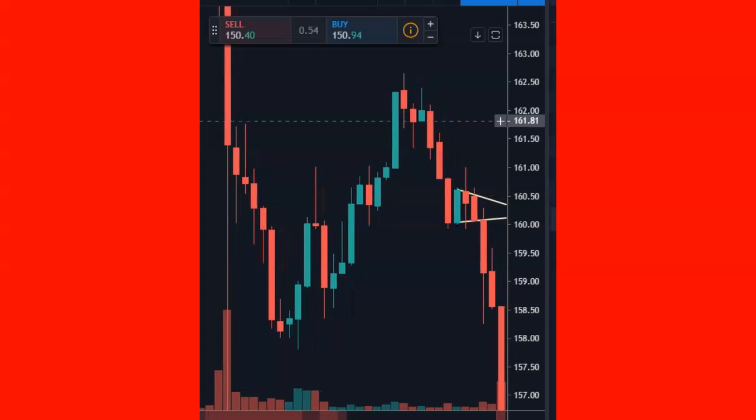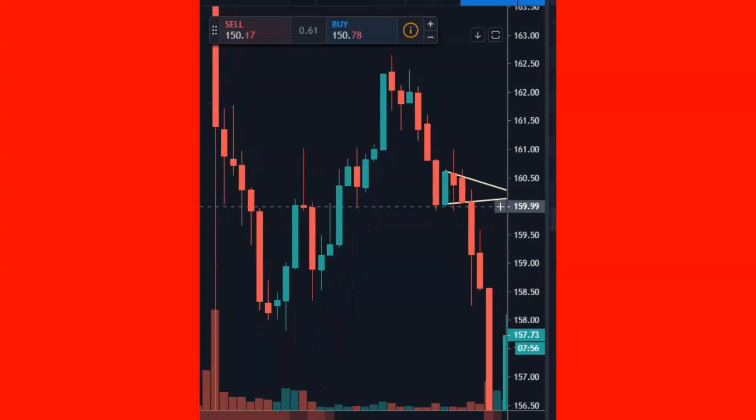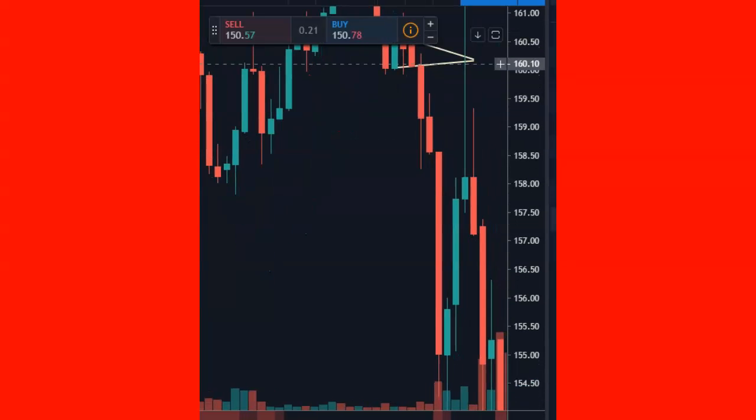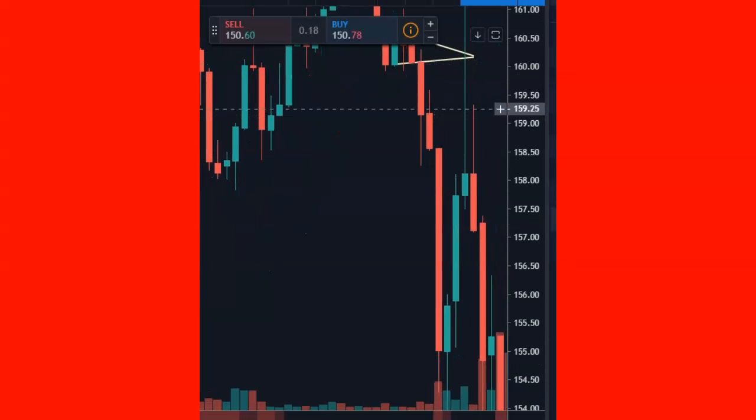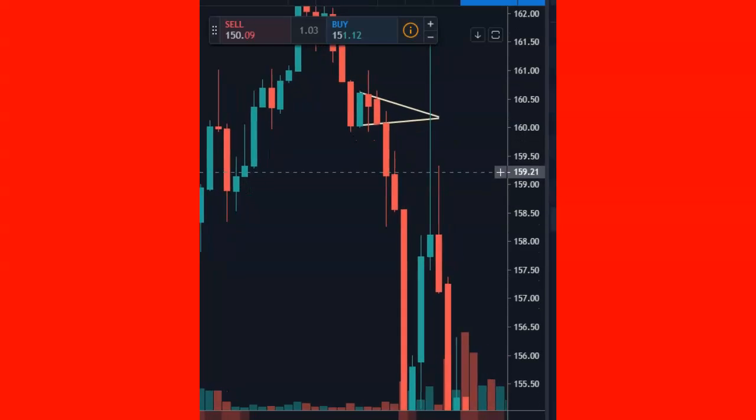Immediately this thing drops. So wow. So yeah, guys, as you can see, these patterns do work. It's just being able to spot them and being prepared to get into a trade.